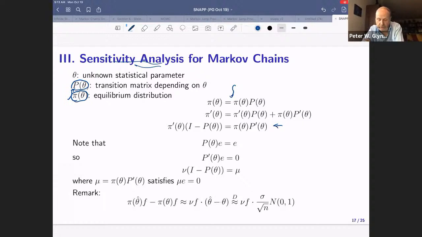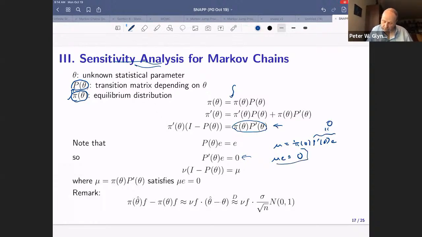And notice that the matrix P of theta is stochastic for all theta. So of course, that means that its row sums are equal to 1 for all theta, which means P of theta E is equal to E for all theta. That means that when we differentiate with respect to theta, we get P prime of theta times E equal to 0, which means that this distribution over here, if I write mu equal to pi of theta times P prime of theta, well, mu E is equal to 0 since P prime of theta E is 0. That's the solvability condition that we need for Poisson's equation.